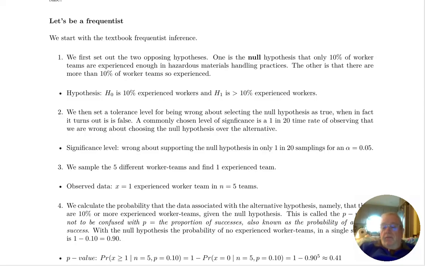A 1 in 20 rate of observing that we're going to be wrong about choosing a null hypothesis over the alternative. That is 10% versus more, you see, very binary. Significance level. Wrong about it is alpha equals 0.05. It's often given the name alpha, but we don't need that. We sample 5 different worker teams and find 1 experienced team. The observed data is, in 5 samples, we find 1 experienced worker team. This is binary. Either you are or you aren't. So, very straightforward.